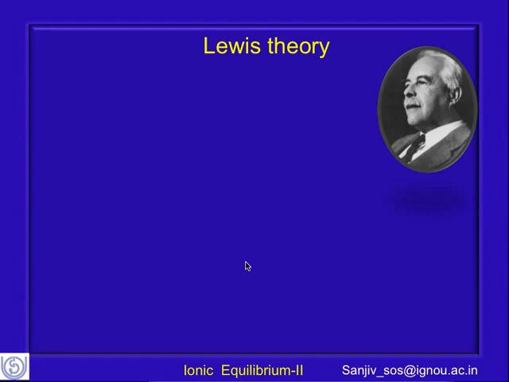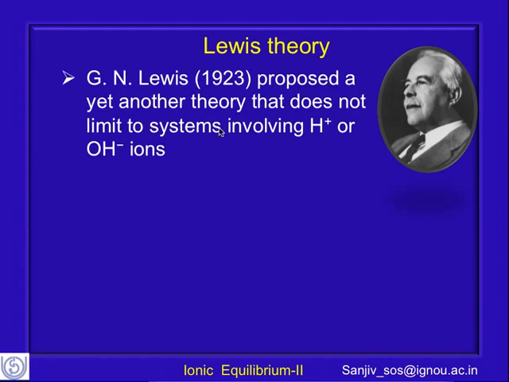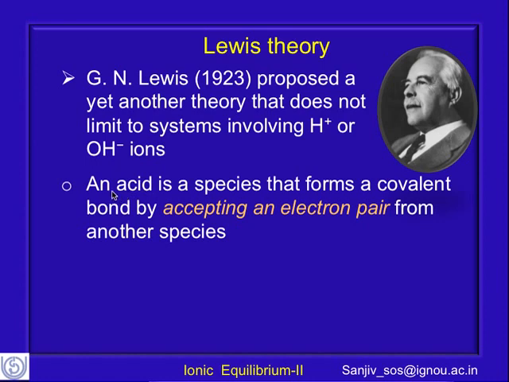Lewis theory goes beyond that, which actually came in 1923, and it proposes that acid base behavior is not limited to systems having H plus or OH ions. It goes beyond that. Lewis talks about acids and bases in terms of lone pair of electrons. According to Lewis theory, an acid is a species that forms a covalent bond by accepting an electron pair from another species.